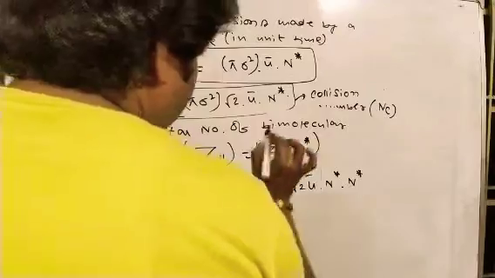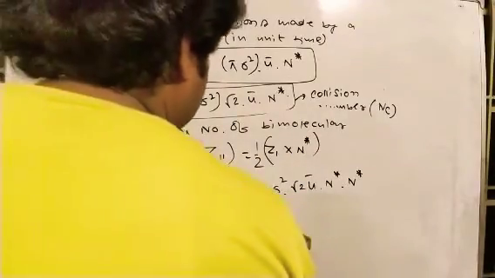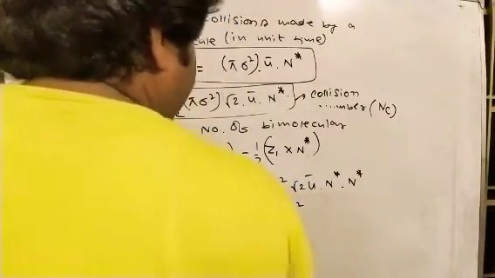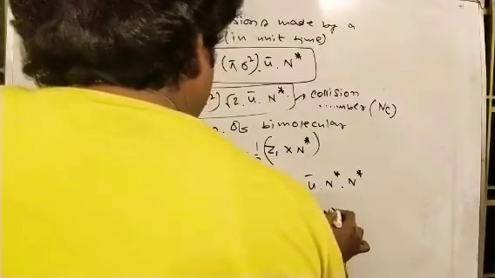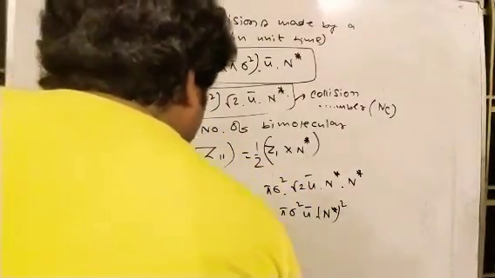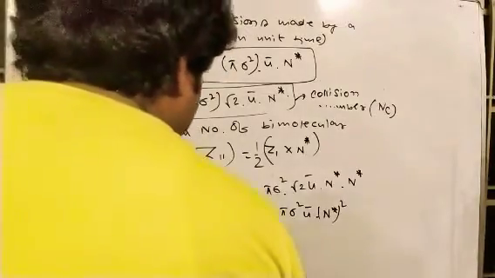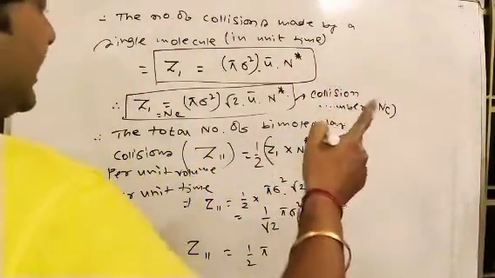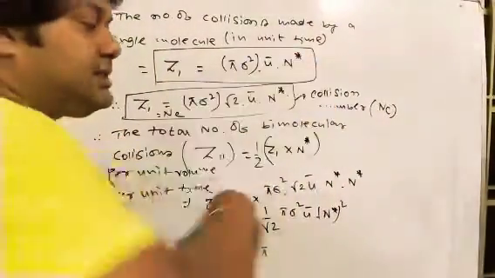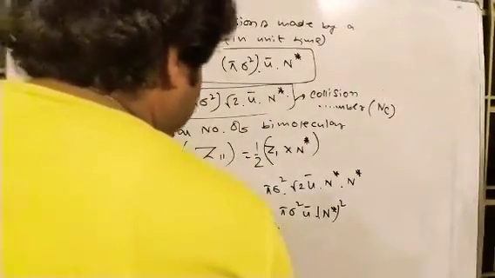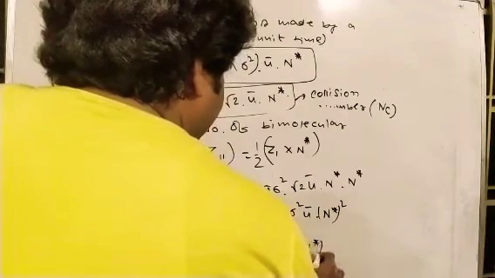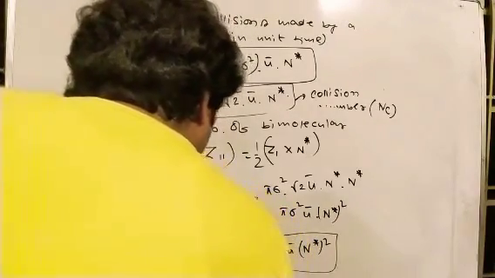Are you getting this point? Think about it. So it is equal to 1 by root 2 pi sigma square U bar into N star whole square. So we now got a formula here, Z11, that is collision frequency per unit time per unit volume. I have already told you that collision frequency is the number of collisions taking place by the gaseous molecules within the system per unit time per unit volume. So it is 1 by root 2 pi sigma square u bar into n star square. That is a beautiful formula that we are getting here.